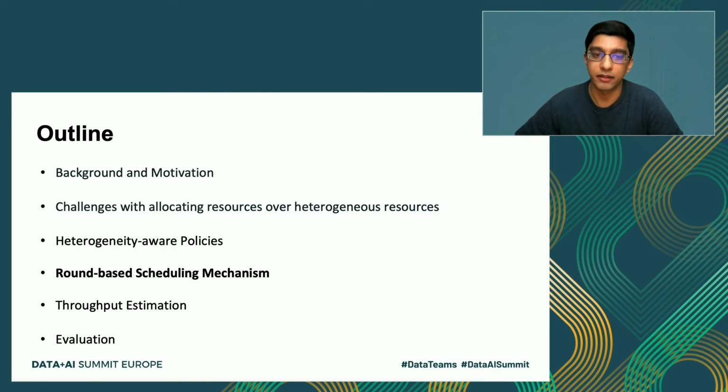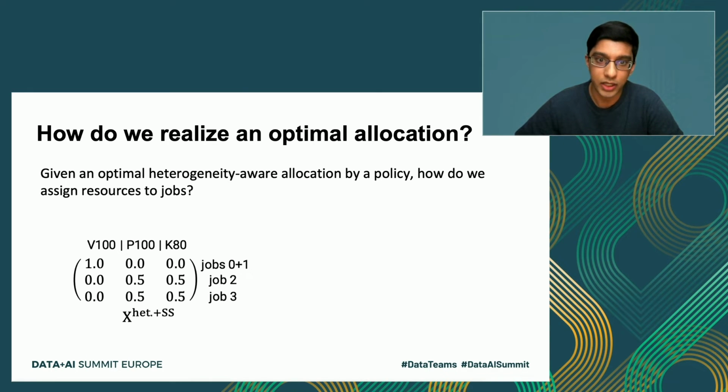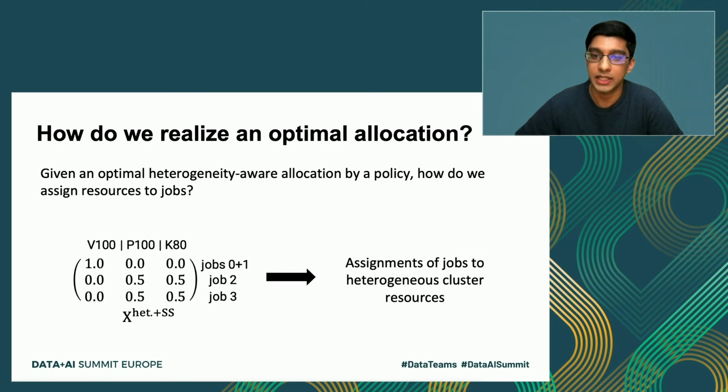So now let's talk about the round-based scheduling mechanism. The goal here is, given a heterogeneity-aware allocation, we want to determine how to allocate physical resources to jobs in order to respect that theoretically optimal allocation. So here we have an example allocation that incorporates both performance heterogeneity as well as space sharing. You'll see there's a row in there to indicate that job 0 and 1 should be spending 100% of their time on a V100 GPU. And what we want to look at here is how do we take this allocation and turn it into an assignment of jobs to heterogeneous cluster resources.